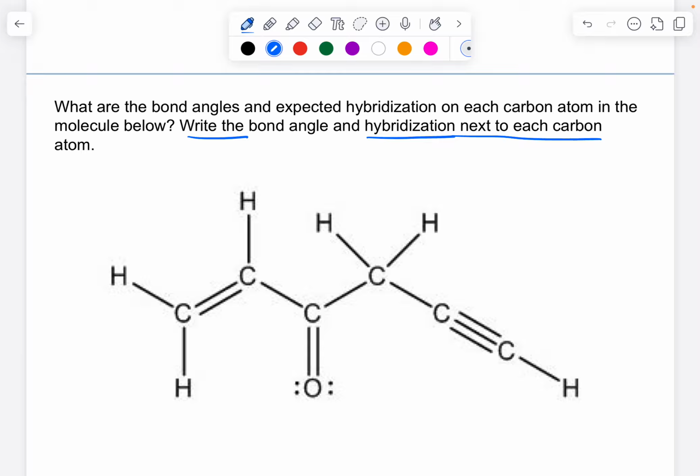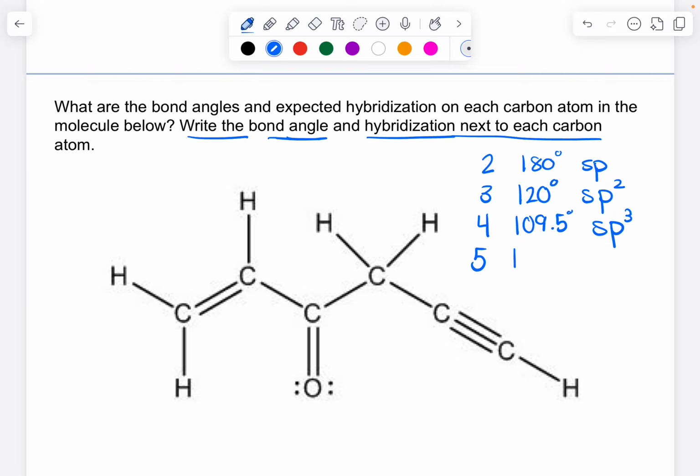In fact, we can do the bond angles at the same time because guess what? They also are dependent on the number of regions. So just as a refresher, 2 regions would be 180 degrees and it would be sp hybridized. 3 regions would be 120 degrees and it would be sp2 hybridized. 4 regions would be 109.5 and it would be sp3 hybridized.